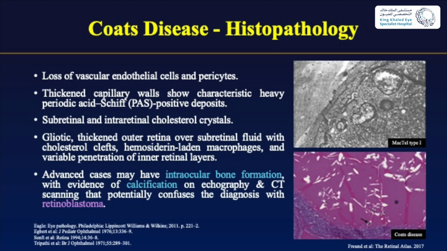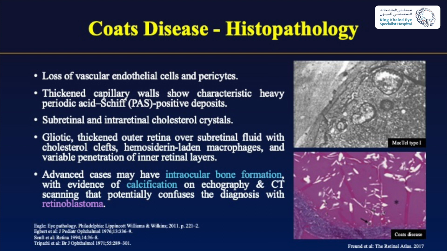Regarding the histopathology of Coats disease, as you can see here in the histopathological image, the vascular wall of this blood vessel is thin with loss of endothelial cells and pericytes, a disease process similar to what we see in diabetic patients. That's why diabetic patients will have lipid exudation.